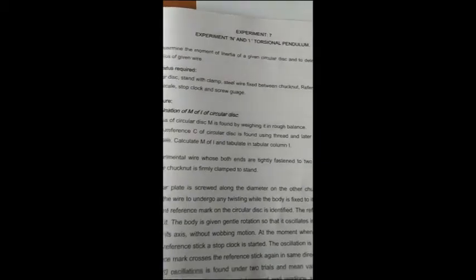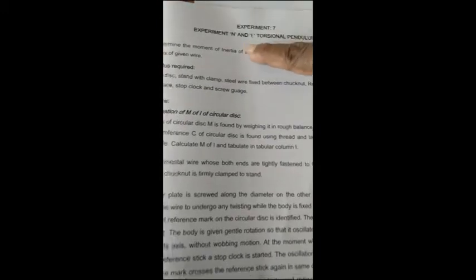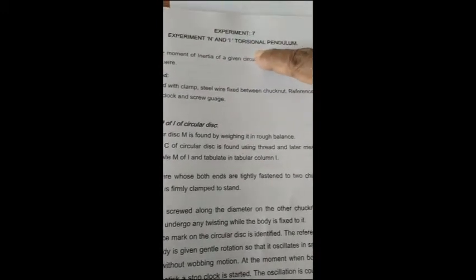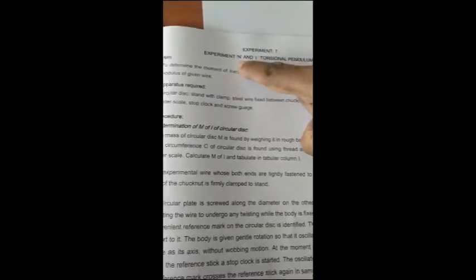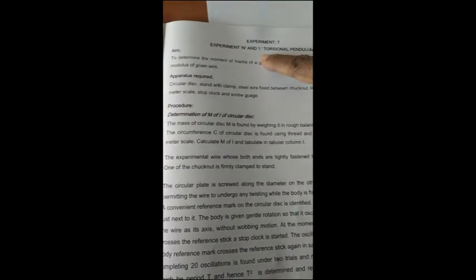Hello, this is an experiment which comes under the repetitive syllabus. The name of the experiment is n and I by torsional pendulum. Here n means the rigidity modulus of the experimental wire, and I is the moment of inertia of the body given. So here we are going to get a circular plate as shown in the picture.